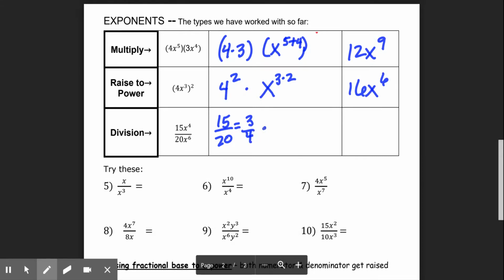Times x to the, okay, what we can do is subtract these. So I'm going to go 6 minus 4. So 6 minus 4 is 2, but those 2 are going to be left over at the bottom because that's where your larger exponent is going to be. So the final answer would be 3 over 4x squared.